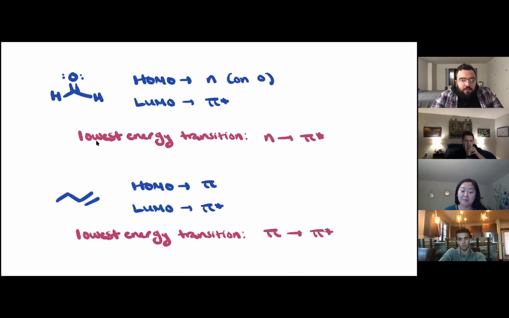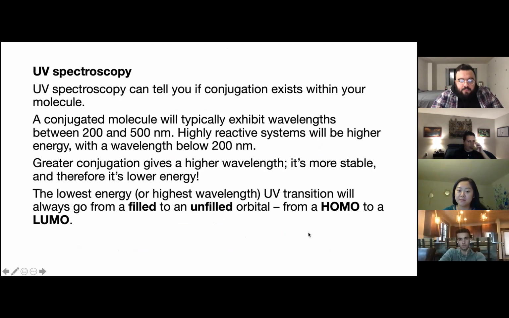Right, back to the PowerPoint. And that's pretty much it for UV spectroscopy. UV spectroscopy on its own is almost useless. But if you're ever concerned about whether or not a molecule is conjugated, then this is a pretty great way to go and check that out.